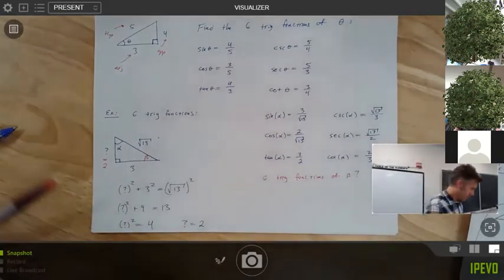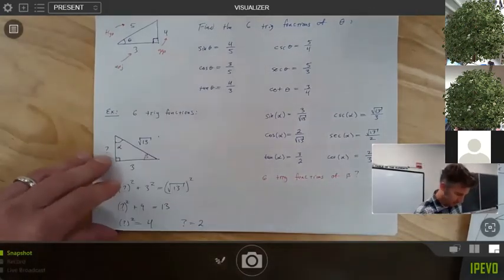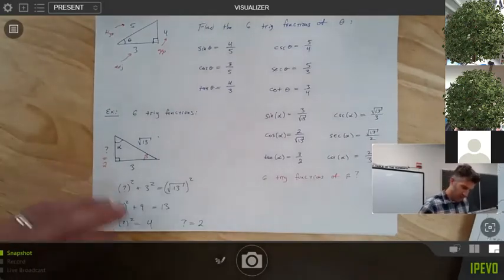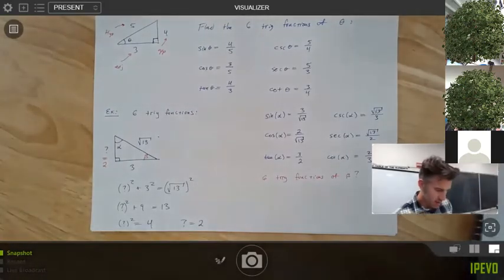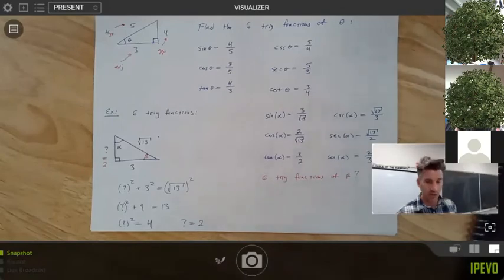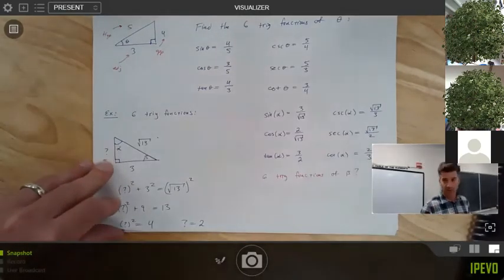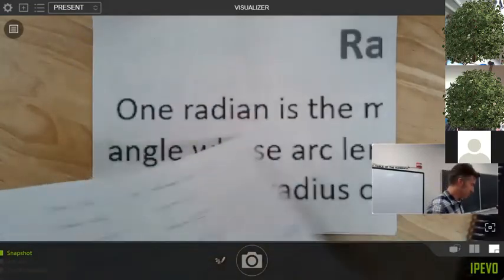So I have a minute left, and I do want to say one more thing. There's another example of this in the older notes, so I would definitely encourage everyone to look at the previous notes, but I want to say one thing about using a calculator for finding trig functions.